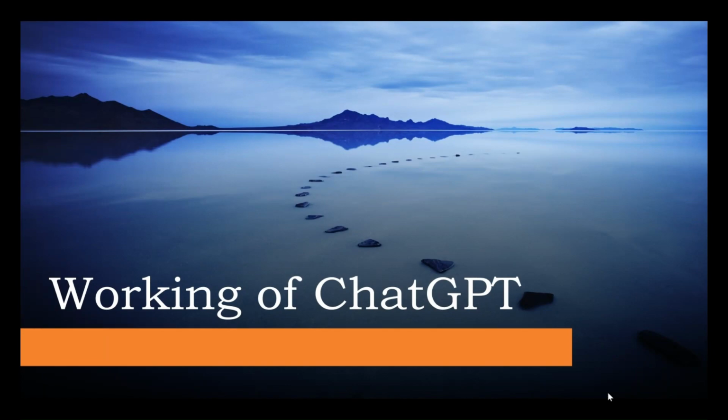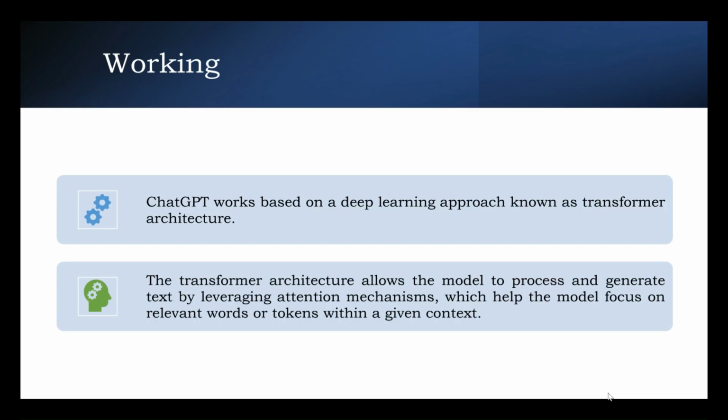Working of the ChatGPT. Here, the ChatGPT works based on a deep learning approach known as the transformer architecture. The transformer architecture allows the model to process and generate text by leveraging attention mechanisms, which help the model focus on the relevant words or tokens within the given context. That means it takes the input and searches for the relevant words or tokens. Based on that, with the help of human examples and feedback, it generates the sentences one after another.